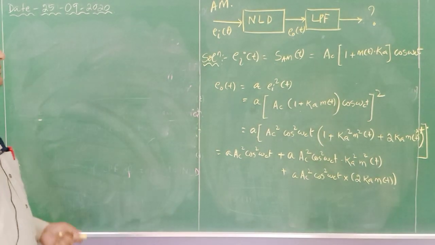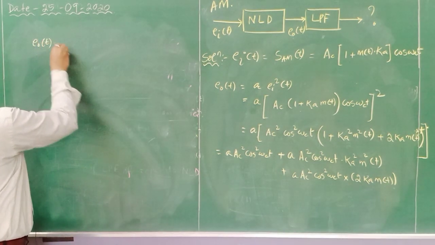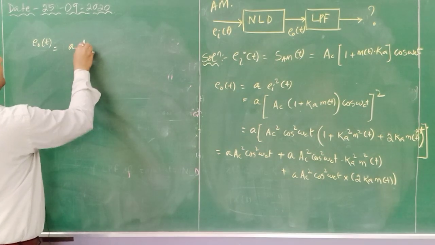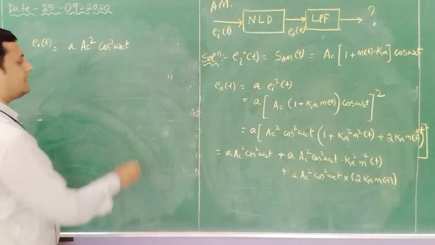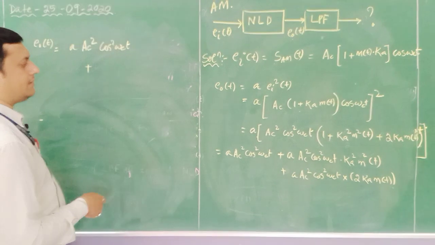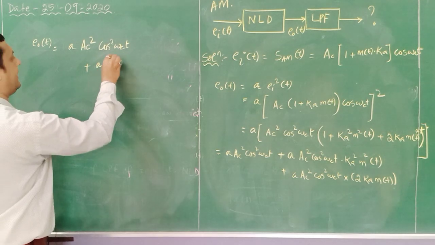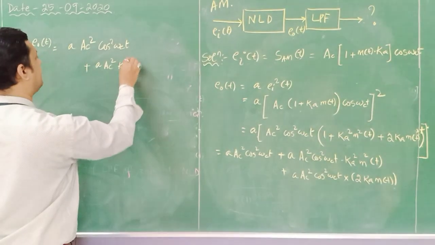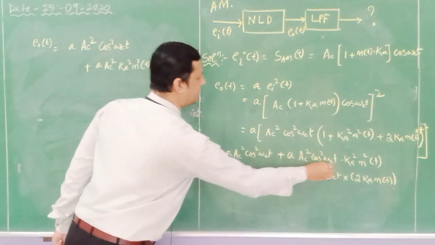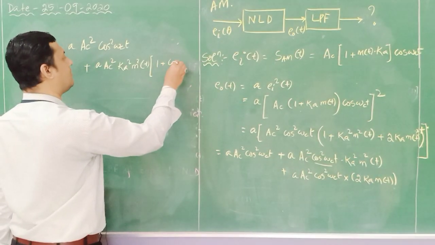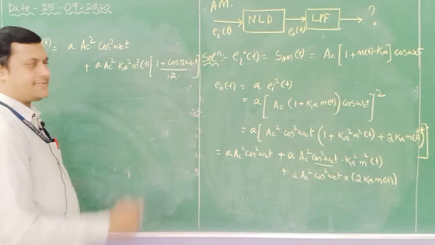So E naught of T, the output of energy. First is A into AC square into cos square omega C t, plus the second one, which is the harmonic component, A into AC square into K square into M square of T whole, expand this value, 1 plus cos 2 omega Ct whole divided by 2. This is the second part.